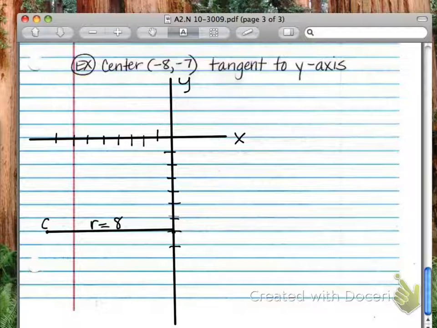So if I have a point, if this is my center, and I have a radius of 8, and this is negative 7, I'm going to have a point up here. Okay, so I'm going to have a point right here as well. Okay? Now, again, this isn't going to be the best drawing.